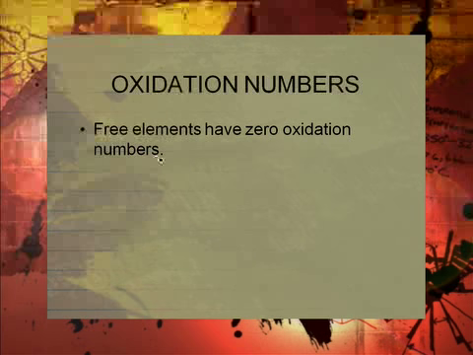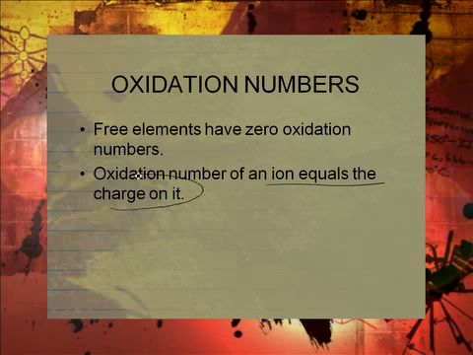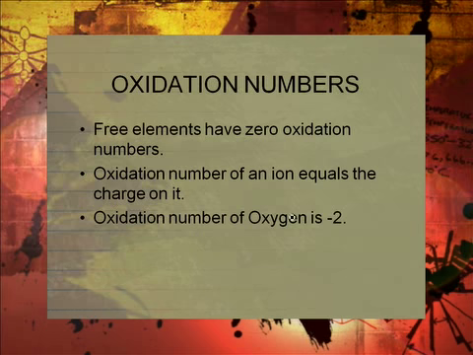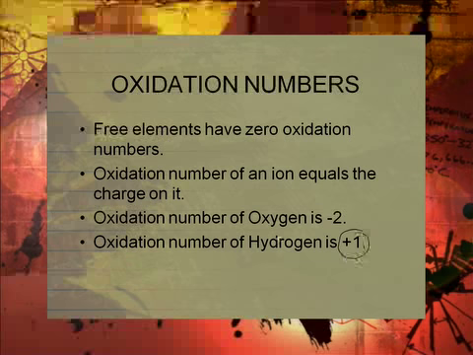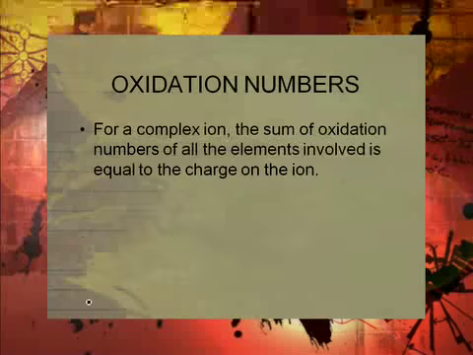Okay, oxidation numbers. Free elements have 0 oxidation numbers. Okay, and oxidation number of an ion should equal the charge on it. In other words, if I'm talking about an ion of sodium, it means the oxidation number of sodium here is +1. Okay, sodium ion. Okay, and oxidation number of oxygen is always given as -2. Oxidation number of hydrogen is +1. And oxidation numbers of halogens is -1.